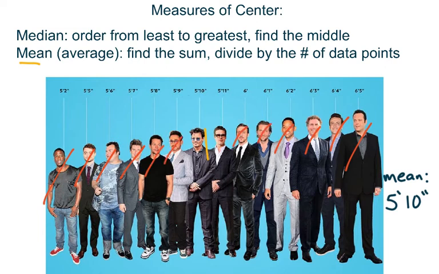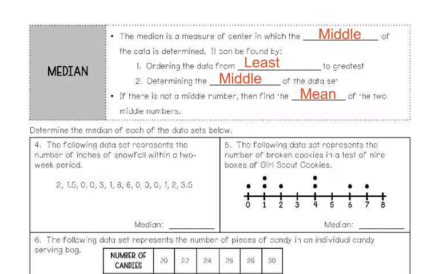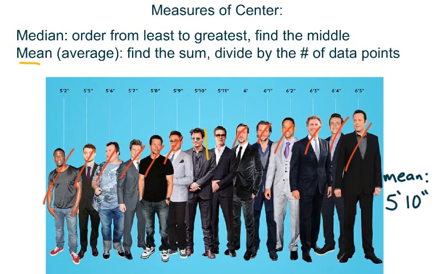The tricky thing about the median is that you might not always have someone perfectly in the middle. In this case, there's 2 people left. That is the case when the median will not appear in your data set. If there's not a middle number, you find the mean of the 2 middle numbers. So since the last 2 guys standing are 5'10" and 5'11", the median would be the average of those heights, or the number between them. I would add them up and divide by 2. In this case, it would be 5'10" and a half.